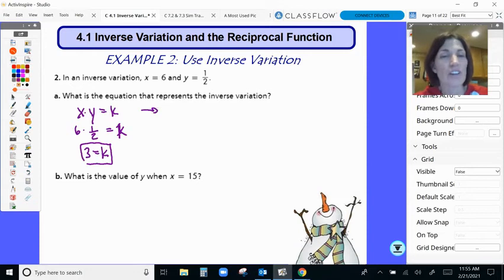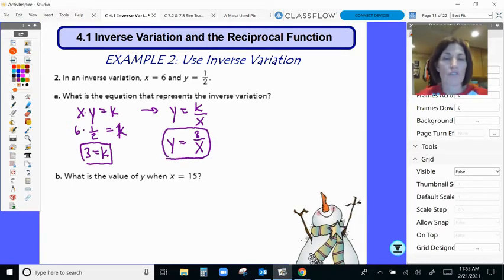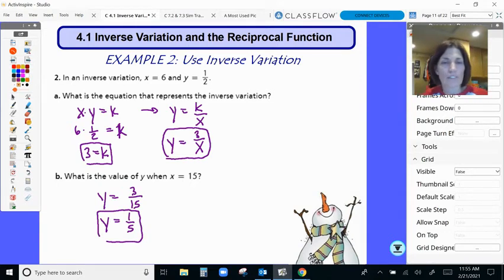So then if I take this over here and take my y equals my k over x, then I can just plug in my k there, which is 3 over x. Okay. So that's my equation right here. That's what represents my inverse variation. What's the value when x is 15? So now I can just take this and go y equals 3 divided by 15, which then y equals 1/5. Okay, so when x is 15, y is 1/5.